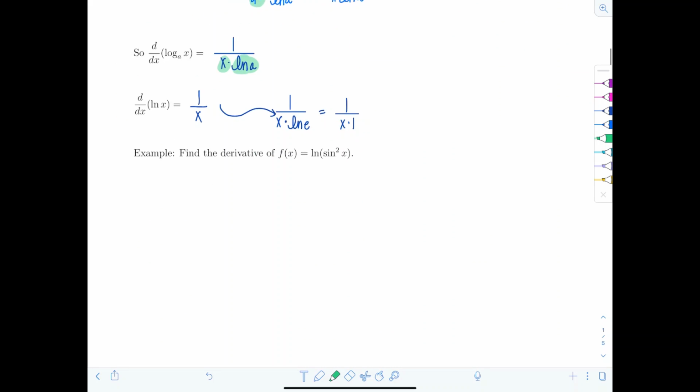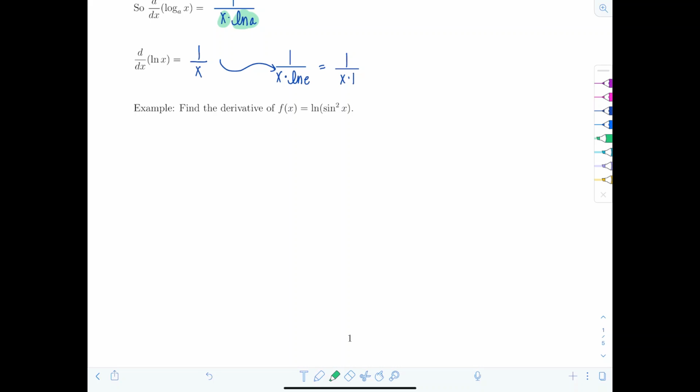Good. So let's try some examples, and we're going to also include having to use the chain rule, trig functions, product rule, quotient rule, all that good stuff. So find the derivative of f of x equals the natural log of sine squared x. So to start off, f prime of x is equal to 1 over x. In this case, the entire argument is sine squared x. That goes in the denominator. So when you differentiate natural log of whatever, you put the whatever in the denominator.